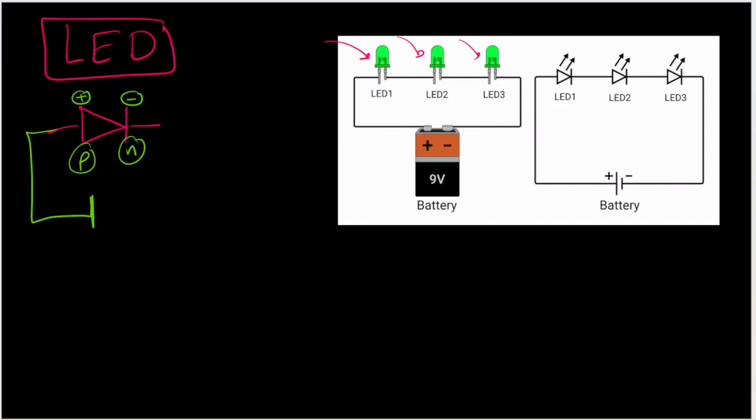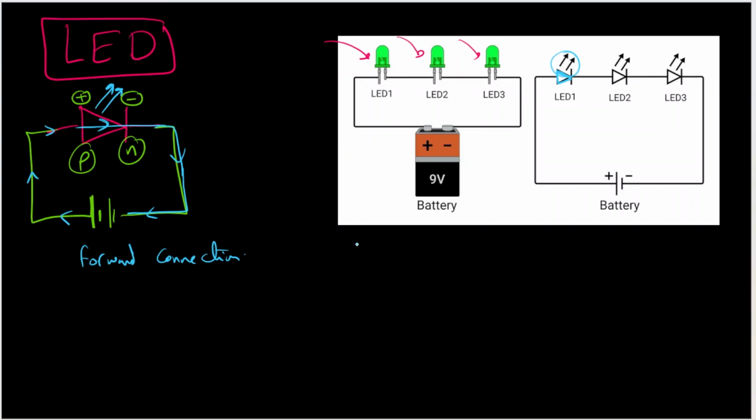If this device is connected to the battery in this way, as you know, the current is flowing from positive to negative. So the current will flow in the direction of this arrow. Can you see? This represents an arrow. It's like a valve, like a one-way valve. So if the current is moving in the same direction, in this case, this is called forward connection or forward biased. In this case, this LED, or light emitting diode, will be turned on. It will be lighted, okay? And this is called forward biased.